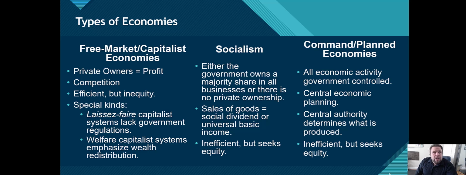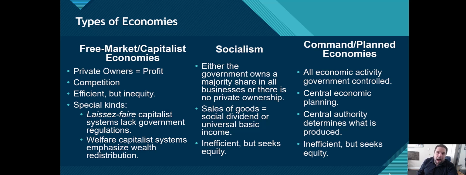Okay? So the second type of economy is a socialist economy, and as I mentioned, there are 16 communist and socialist systems out there. 12 of those are considered socialist systems, either by their own admission, not necessarily by practice, but at least they're striving to be socialist systems. And those are systems in which the government owns a majority share in businesses, or indeed there is no private ownership whatsoever.